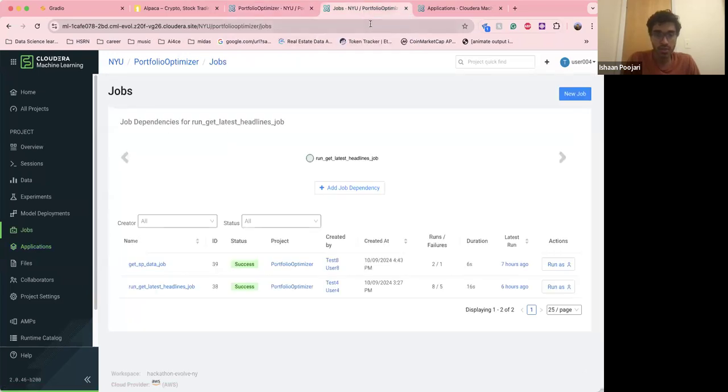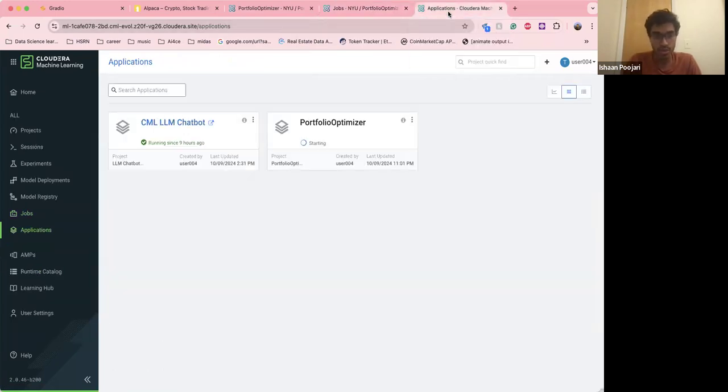Getting a little technical here with the jobs. We have a couple of jobs running in the backend where we're collecting the data from our Alpaca portfolio and also collecting the latest headlines using Perplexity in order for the LLM to have the context to give very tailored advice. And we basically hosted this application on our Cloudera machine learning platform instance, which we have successfully running here.